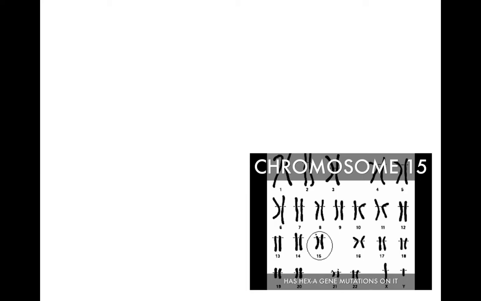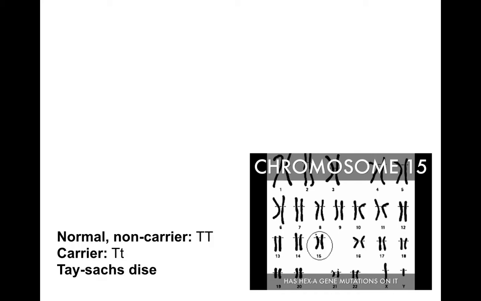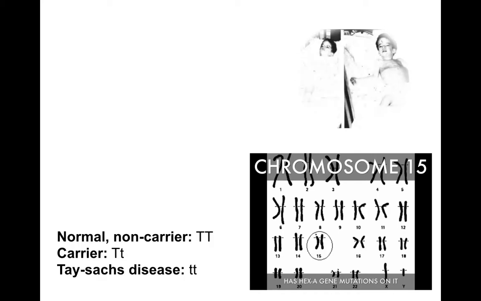Tay-Sachs is caused by a mutation in the 15th chromosome. A normal individual who is not a carrier would have two dominant alleles. A carrier would have a dominant and a recessive allele, and somebody with Tay-Sachs would have two recessive alleles.